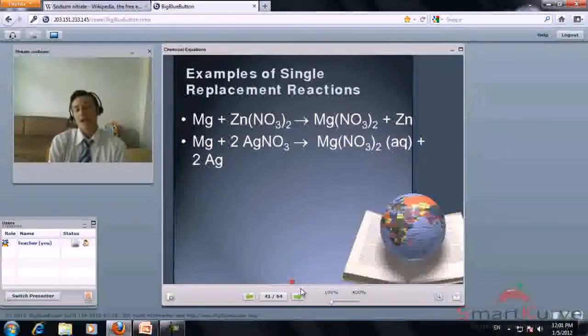We have Mg, magnesium, plus zinc nitrate yields magnesium nitrate plus zinc. So magnesium and zinc are going to be our 2 ladies there, and the nitrate will be like our playboy. The playboy arrives to the party with zinc, but he leaves the party with magnesium, and zinc is all alone. The same thing happens in the next one with magnesium and silver nitrate. The nitrate arrives at the party with silver, and it leaves with magnesium.